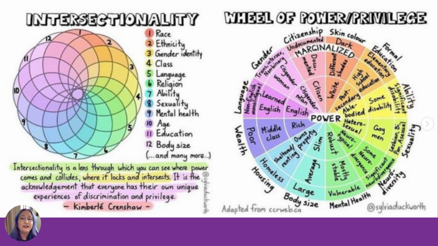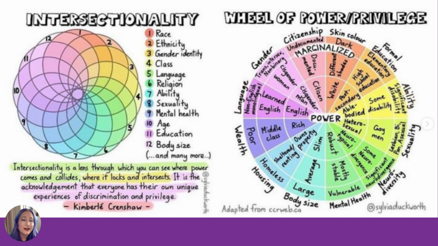And so in learning about intersectionality first, you're first learning, as our authors say on page 158, in order to understand how individual social locations are shaped, it's important to see how systems of privilege and oppression intersect, right? From our previous chapter. Here's another illustration. Again, Kimberlé Crenshaw, if you remember, is the Black legal feminist scholar who coined the term intersectionality, right? As this lens through which you can see where power and people collide, right? Where things lock and intersect.